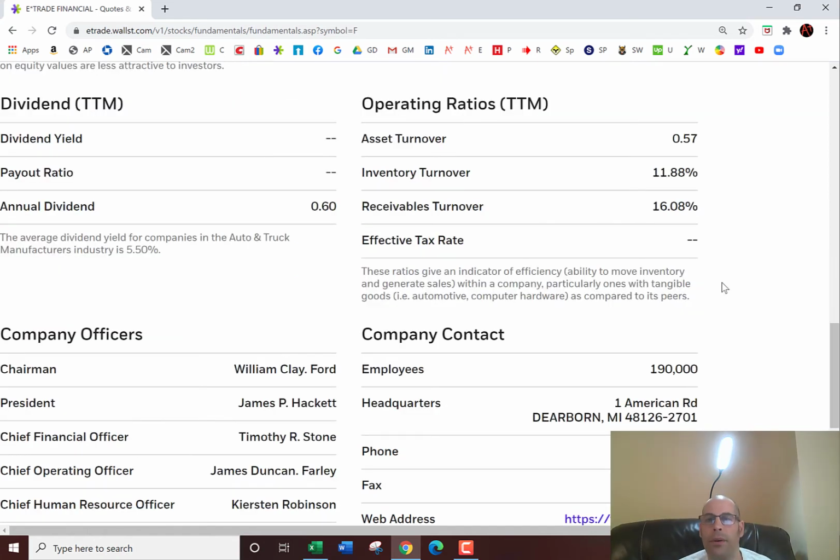Next is asset turnover of 0.57. That's sales over average assets. And the higher the number, the more efficient a company is at generating revenue from its assets. Inventory turnover of 11.88. That's sales over average inventory. That's how many times a company sold and replaced its inventory over a certain period. Receivables turnover. This is net credit sales over average accounts receivables. Net credit sales is revenue generated from sales on credit minus returns.